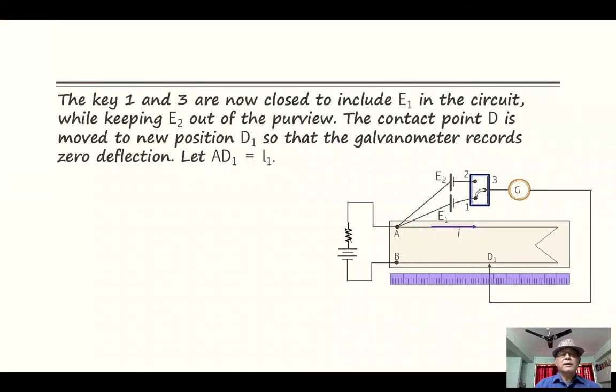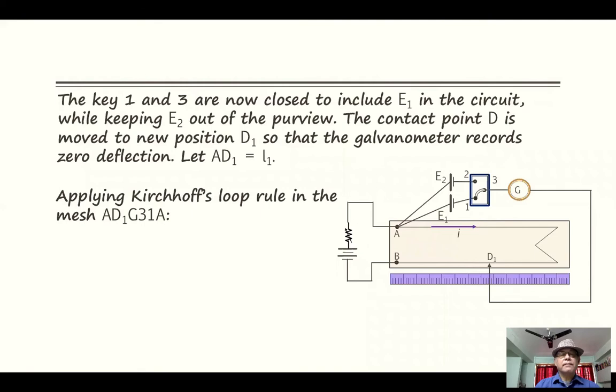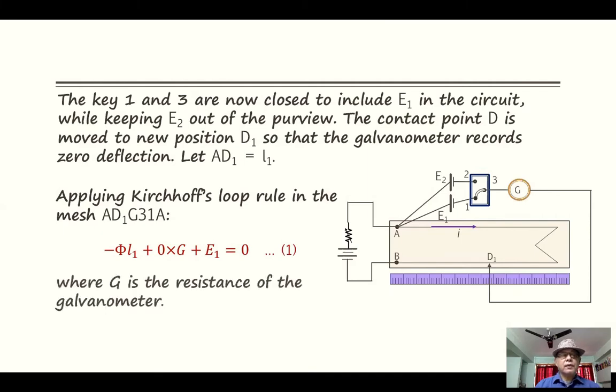The keys 1 and 3 are now closed to include E1 in the circuit while keeping E2 out of the purview. The contact point D is moved to a new position D1 so that the galvanometer records zero deflection. Let AD1 equal L1. Applying Kirchhoff's loop rule in the mesh AD1G31A, we have this equation, which is called equation 1, where G is the resistance of the galvanometer.